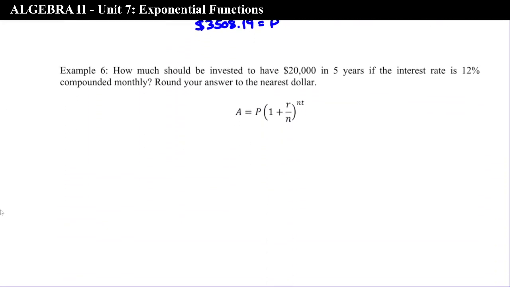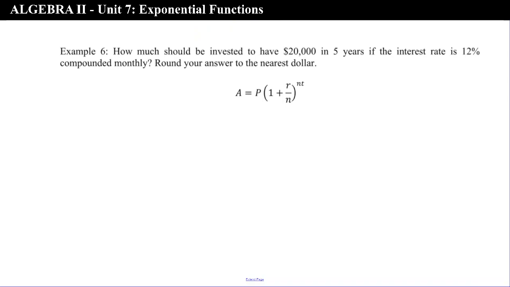All right, let's do another example of this. How much should be invested to have $20,000 in 5 years if the interest rate is 12% compounded monthly? And we're going to round this to the nearest dollar. So here we have A. A is 20,000. That's what we're aiming for. We need to know how much to put in, so that's our P. Our interest rate is 12%, so 0.12. And we're compounded monthly, so that's 12. 12 up here as well. And we want to have that in 5 years, so that's our T.